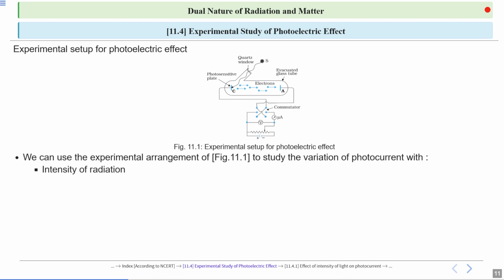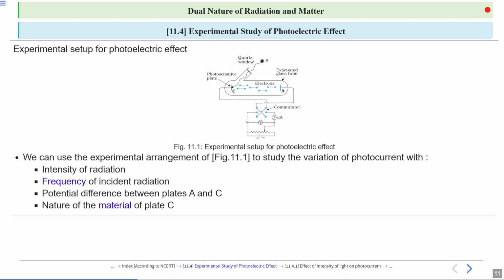So intensity of radiation and frequency of incident radiation, potential difference between plates A and C, nature of the material of plate C. All right.